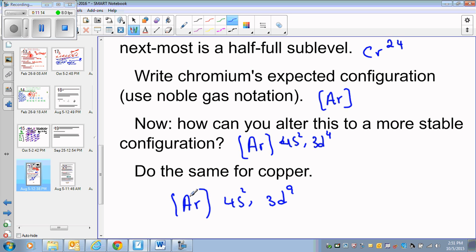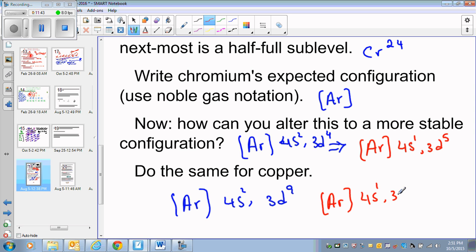But the reason that copper and chromium are exceptions is because this is not what their actual configuration is. Their actual configuration is going to be argon 4s1 3d5. So this is not what we have learned so far. We have learned that you have to complete this before you go further on. But as I'm saying, copper and chromium are exceptions to this rule. So for copper it will be 4s1 and 3d10.